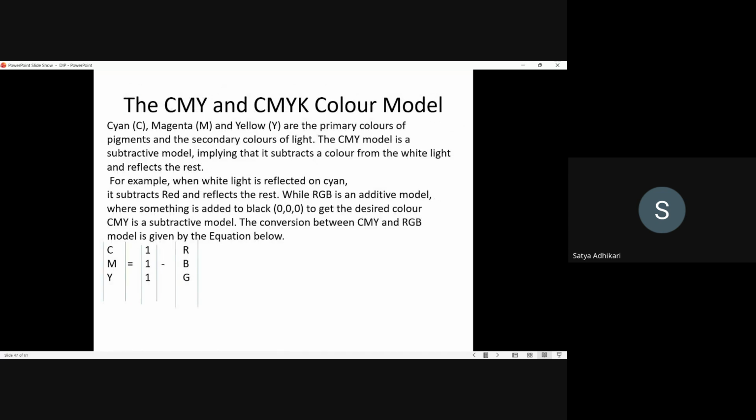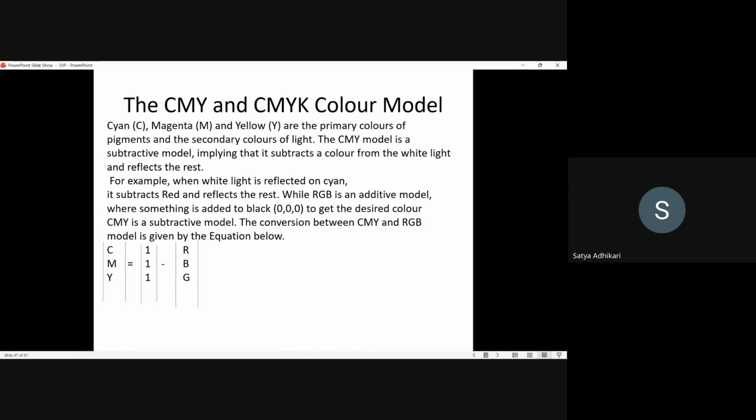Similarly, the CMY color model, or sometimes CMYK color model. We know that cyan, magenta, and yellow are the primary colors of pigments and secondary colors of light. So the CMY model is a subtractive model, implying that it subtracts a color from the white light and reflects the rest. For example, when white light is reflected on cyan, it subtracts red and reflects the rest.